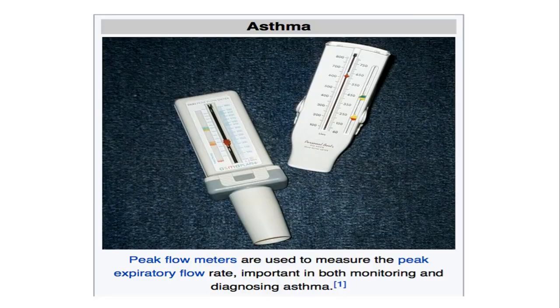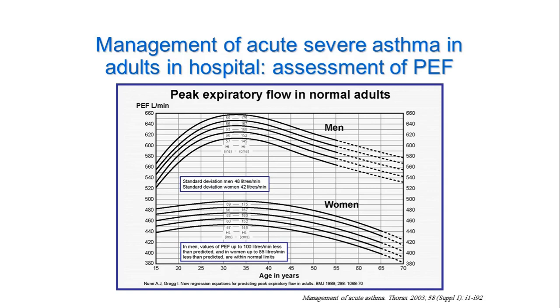هنا هذا البيك flow meter. البيك flow meter are used to measure the peak expiratory flow rate. وهنا how to management of acute severe asthma in adult. طبعا هنا for men وهنا for women ولاش expected peak expiratory flow for each. طبعا تعتمد على الage والهايت من والجندر.